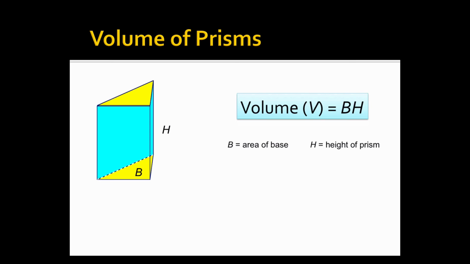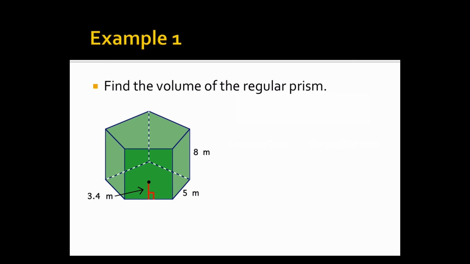This process works for any prism, any cylinder. A cylinder would be like a stack of quarters. You take one quarter, it has almost, well, a quarter has thickness, but it's pretty negligible. But you stack a whole bunch up on top, and all of a sudden you've got a cylinder made of quarters. That having been said, find the volume of that guy. And notice it's a regular prism, so therefore the base of that figure is a regular pentagon.